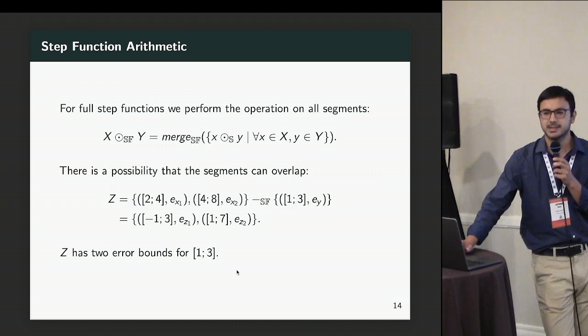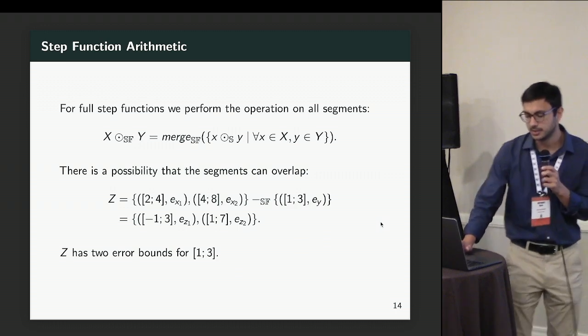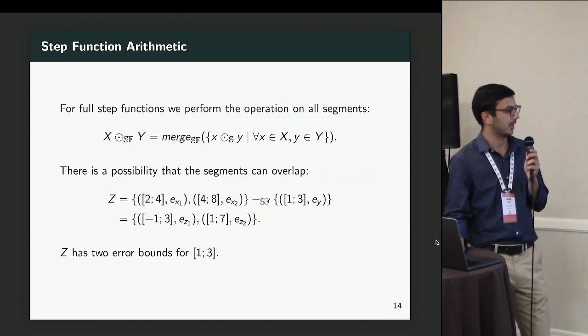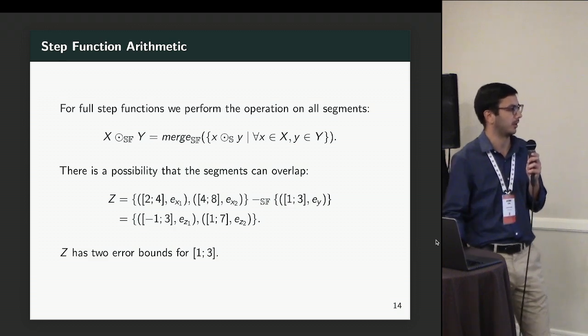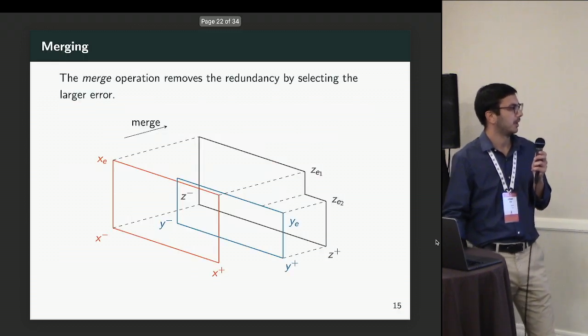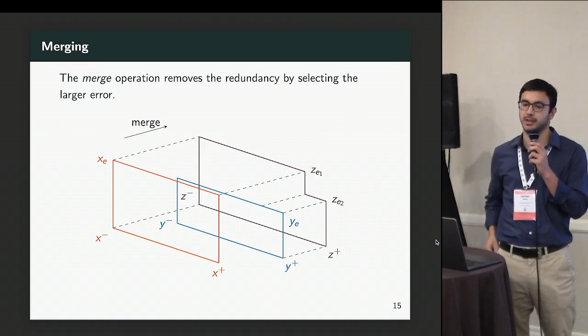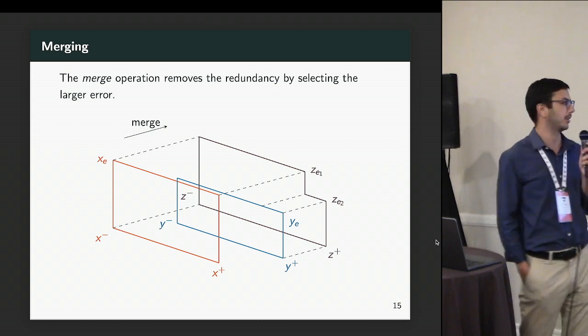And so what this means is you actually have overlapping error bounds. So we have to find a way to pick the appropriate error bound. We do this through the merge operation. The idea is pretty straightforward. You just want to pick the higher error bound for any overlapping interval.